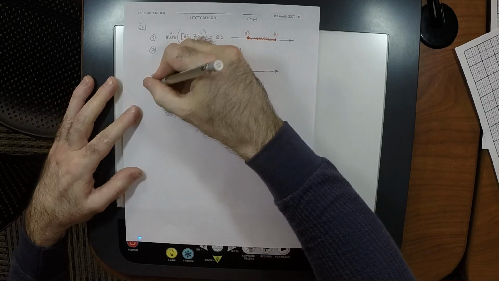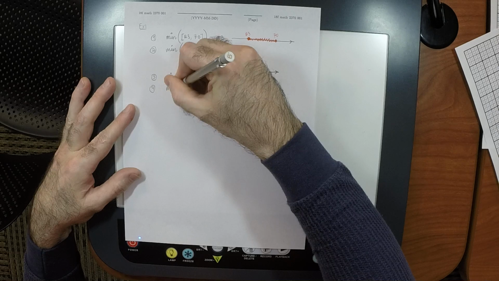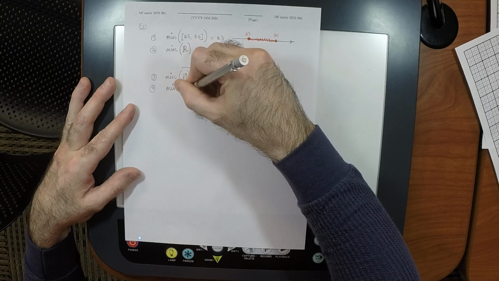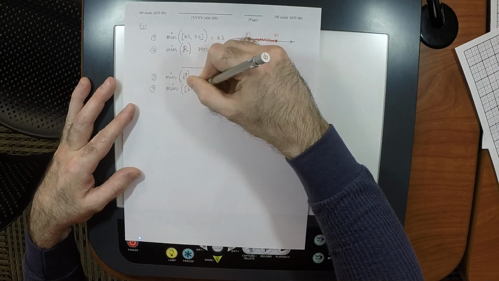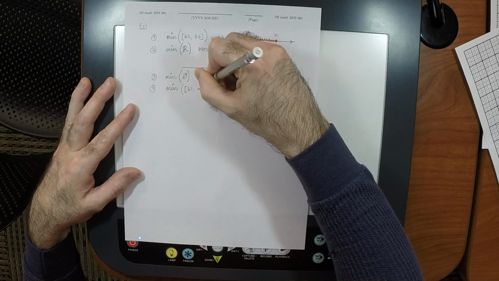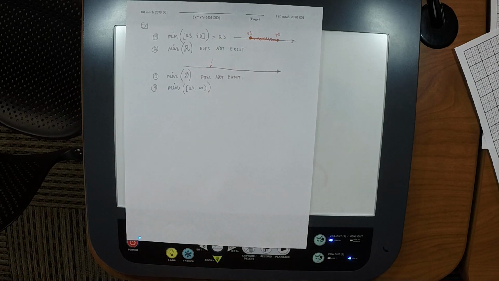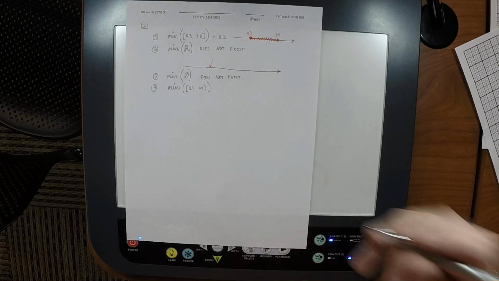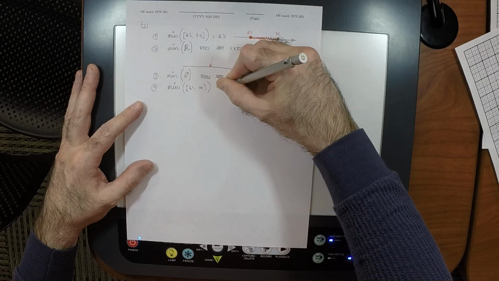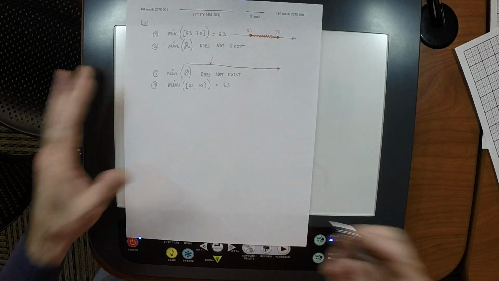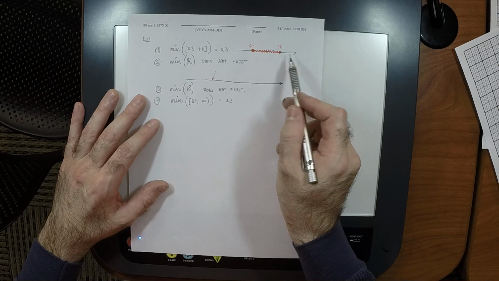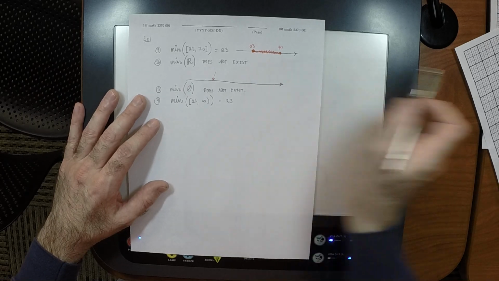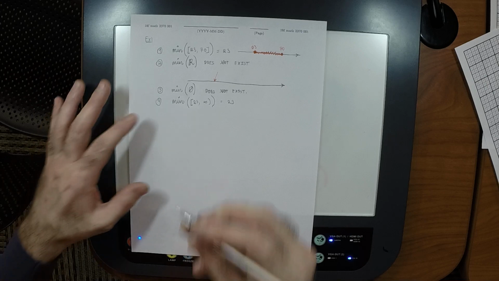Fine. What about this one? The minimum of, say, 23 to infinity. What about this one? Does it have a minimum? 23. Again, it's almost the same picture here, except I just color all the way. Don't stop at 70.